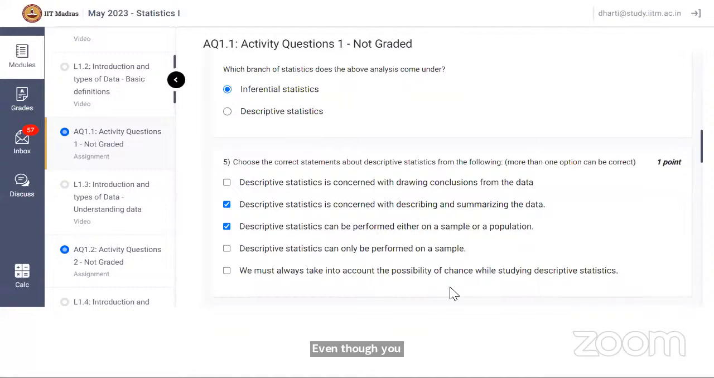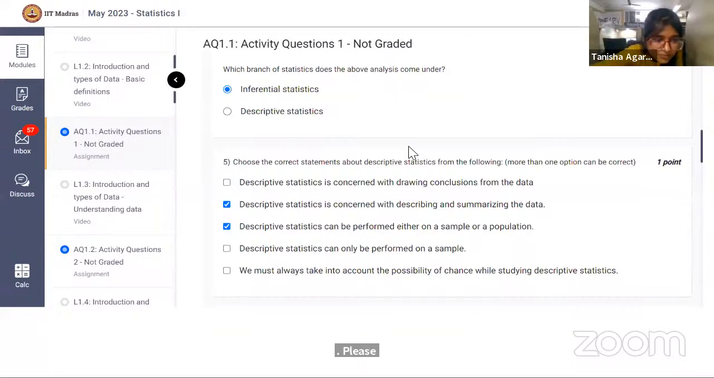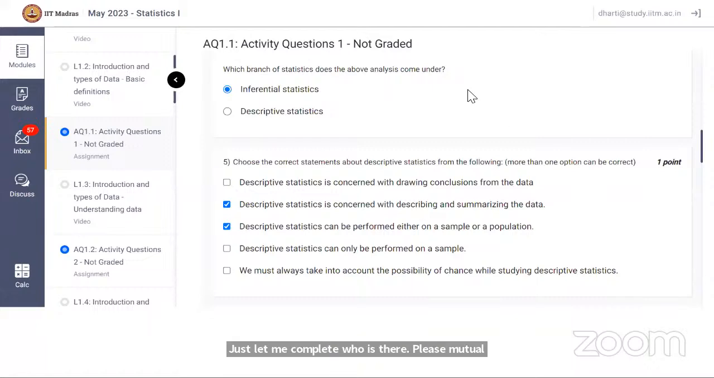Even though you have, hello, just let me complete. Who is there? Please mute your mic. Hello, ma'am, I am audible. Just a minute, let me complete this. If someone has asked a doubt, then after that you start yours.